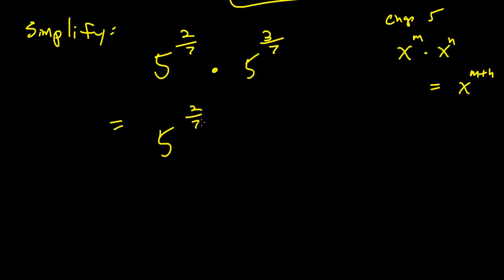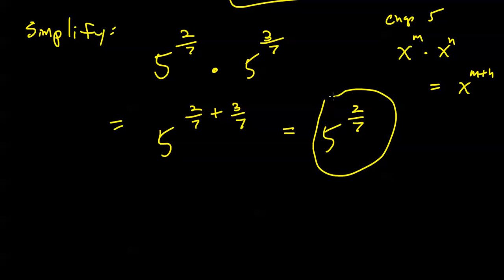except my exponents are fractional. Right, so I've got 5 to the 2/7 plus 3/7, and of course adding those exponents gives me 5 to the 5/7 power. And I can't really do much else with that. 5 is not a perfect 7th power of any integer, so that's as simple as I can get for that particular problem.